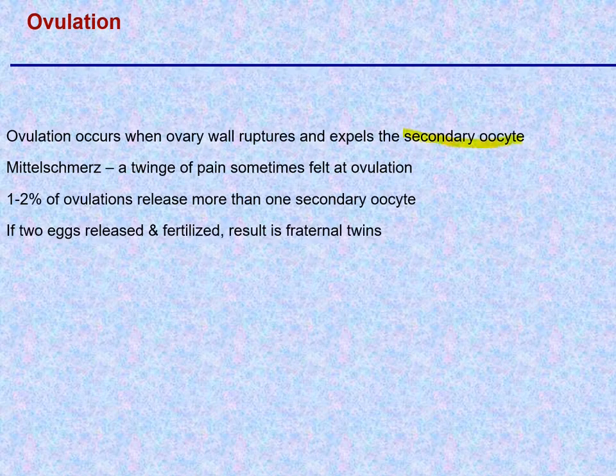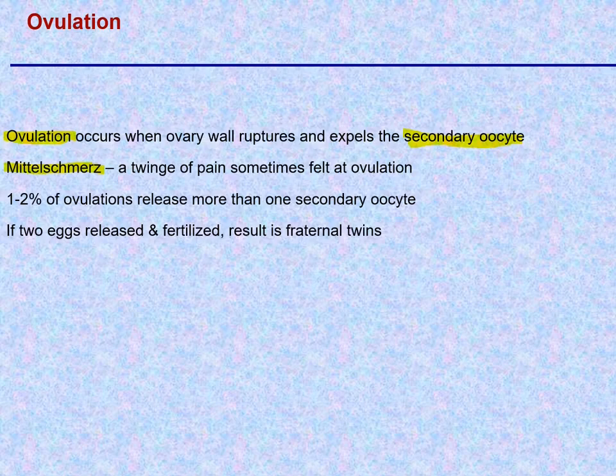So the secondary oocyte is expelled with ovulation. There is a term for when a woman who's ovulating actually feels the sensation of the rupture, which some women do. It's a German term, it happens to be called Mittelschmerz. It's a word I doubt you'll hear again. I'm sharing it with you, don't worry about it.